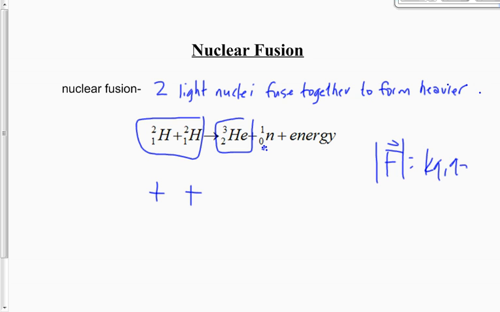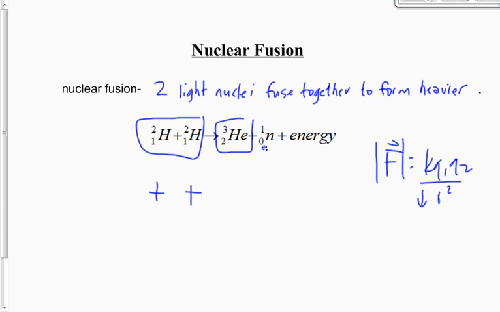Right? As R becomes smaller, then F becomes bigger, bigger, bigger. It becomes unbelievably big, this force of repulsion. So they don't want to fuse together. They don't want to come together. We have to overcome that force of repulsion somehow, and we do.